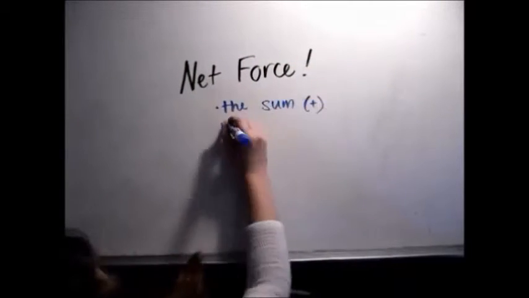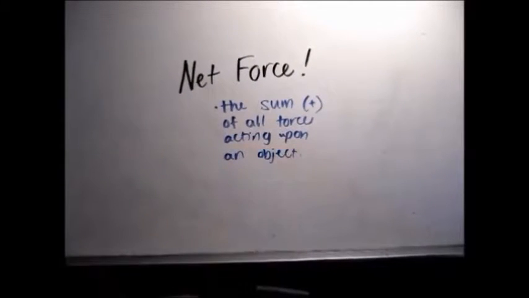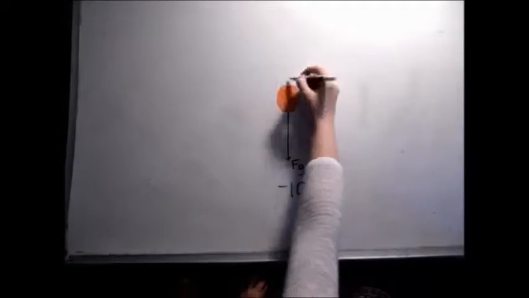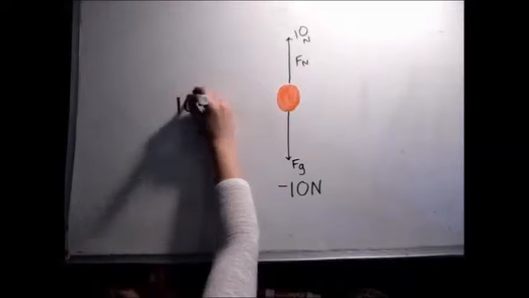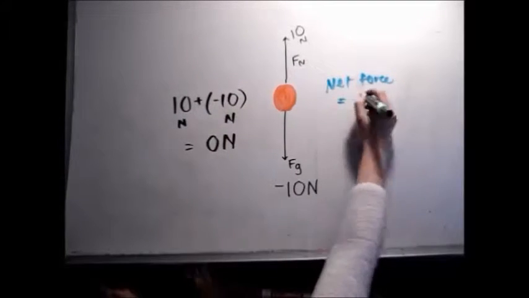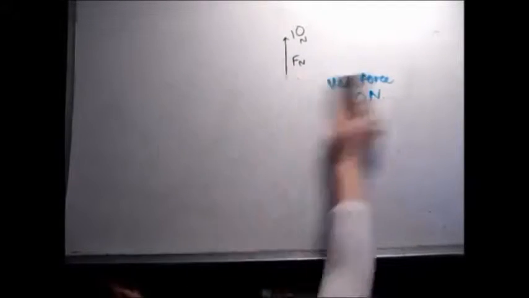The net force is the overall force that is acting on the object. It is the sum of all the forces. For instance, if the force due to gravity on an object is negative 10 newtons and the normal force is 10 newtons, then the overall net force would be 0 newtons.